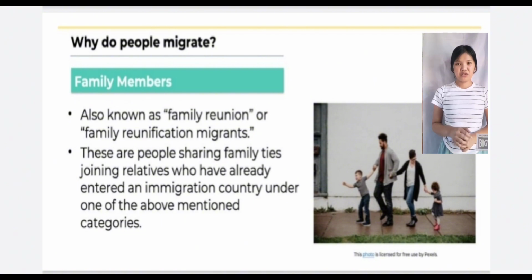Family members, also known as family reunion or family reunification migrants. These are people sharing family ties joining relatives who have already entered an immigration country under one of the above-mentioned categories. Refugee family reunification is where a family has separated and at least one member of the family was recognized as a refugee or complementary protection holder by the country he or she lives in.